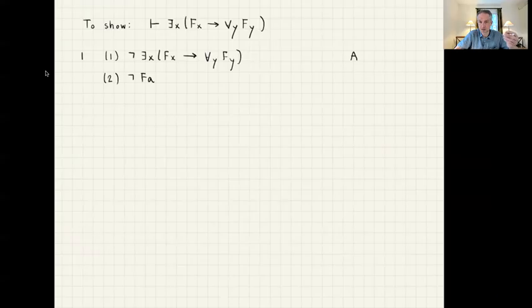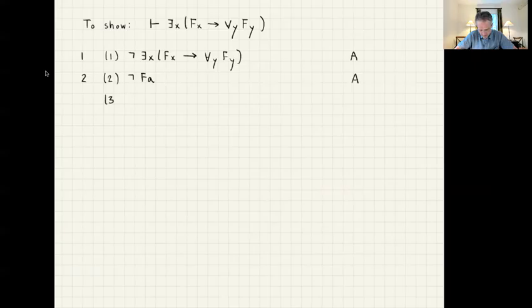So what I'm going to do is use line 1 to get a contradiction that leads to for all y, Fy. I'm going to get for all y, Fy from the negation of line 1, but then I'm going to show that contradicts line 1. Okay, so this is a new assumption on line 2.